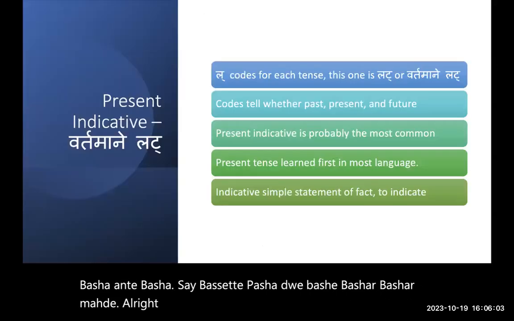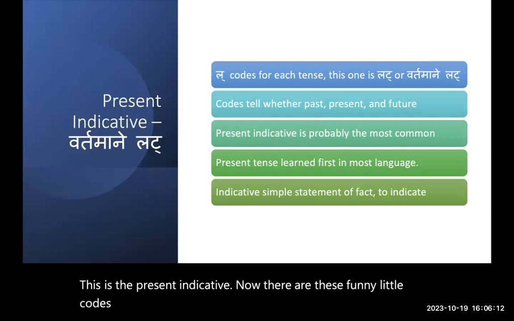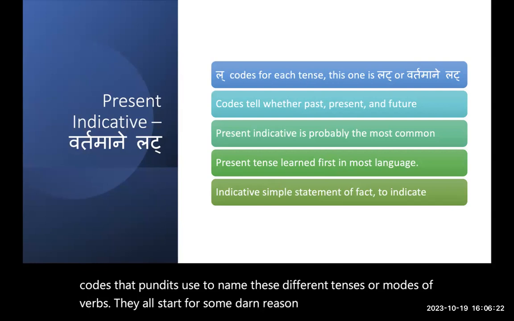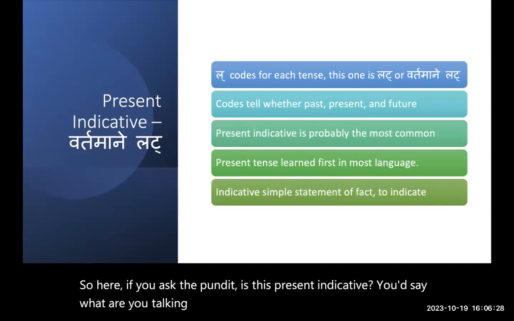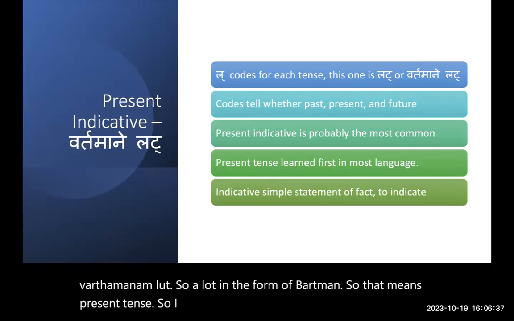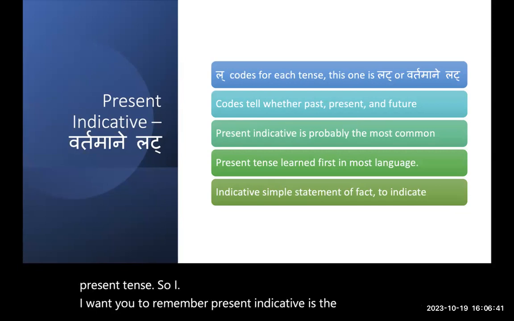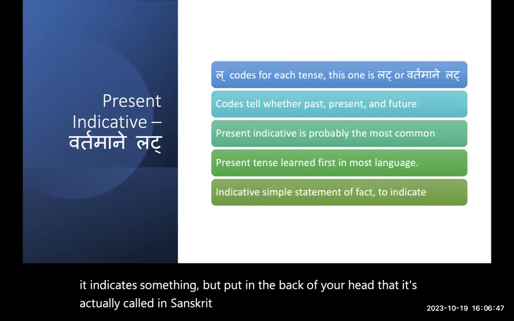All right, svāhā. Now let's figure this out. So this is the present indicative. Now there are these funny little codes that pundits use to name these different tenses or modes of verbs. They all start, for some darn reason, with the syllable la. So if you ask a pundit, is this present indicative, he'd say, what are you talking about? It's a laṭ. And he might say, vartamāne laṭ, so a laṭ in the sense of vartamāna, which means present tense. I want you to remember present indicative is the present time and it indicates something. But put in the back of your head that it's actually called in Sanskrit vartamāne laṭ, or just laṭ.